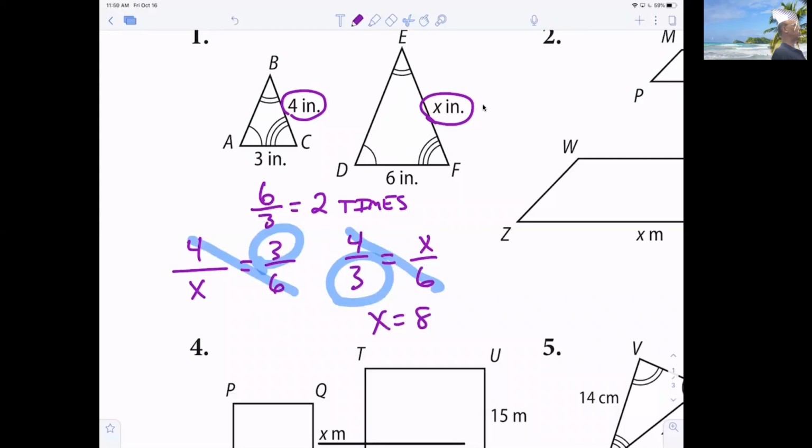I really want to concentrate on setting up proportions today. Do I really care what the answer is? I don't care what the answer is. I want to make sure you're setting up your proportions properly. So everybody's writing the proportion, and then we're going to use our calculator to solve that.